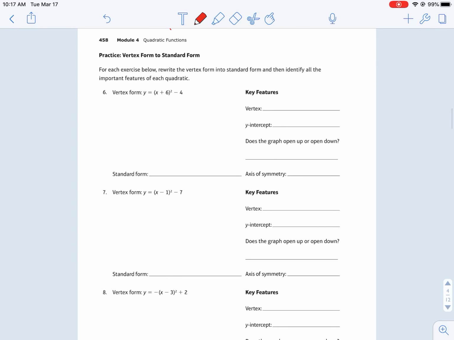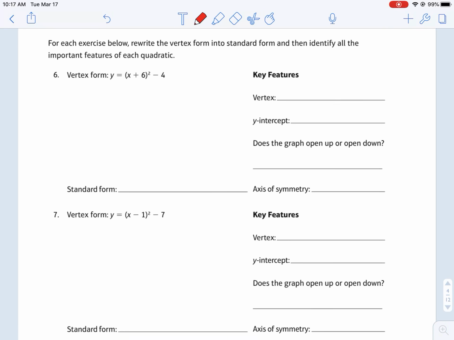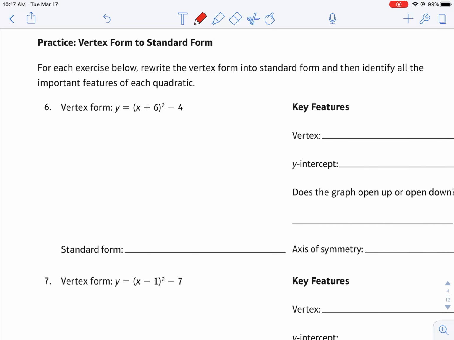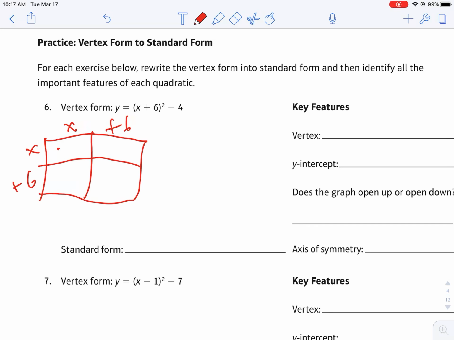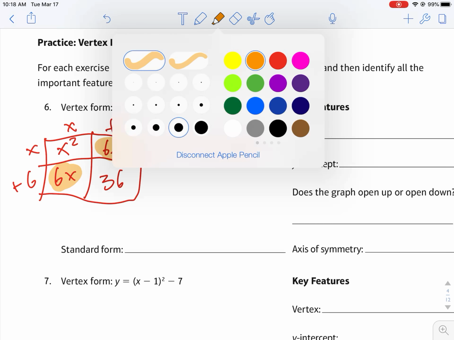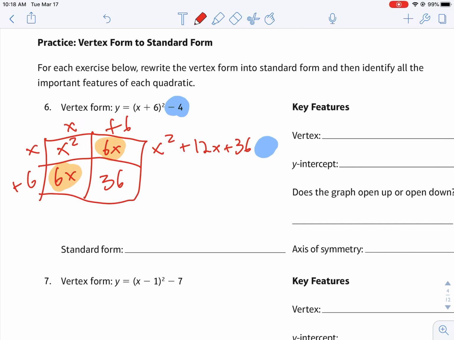For each exercise below, rewrite the vertex form into standard form and then identify all important features. So to change it into standard form, we need to FOIL everything out or use our box method. I'll use box method for this. I get x plus 6, x plus 6, x squared, 6x, 6x, and 36. I have two like terms here. So my reduced form is x squared plus 12x plus 36. Don't forget I have this minus 4. So my final answer will be x squared plus 12x plus 32.